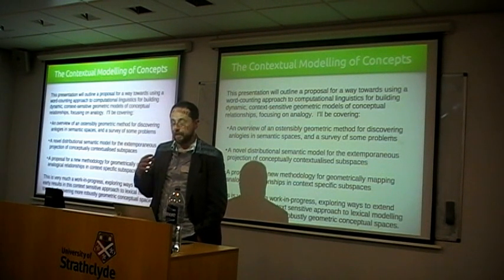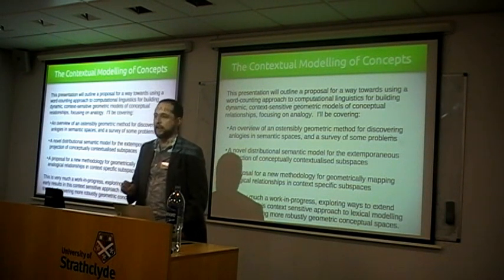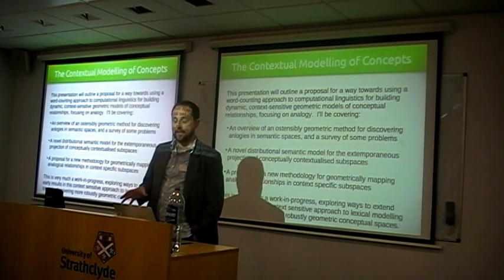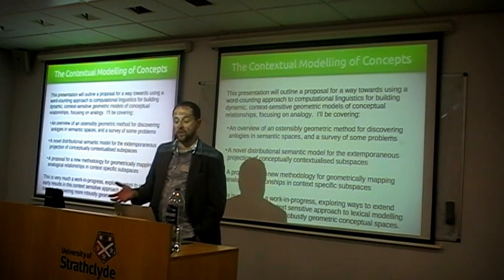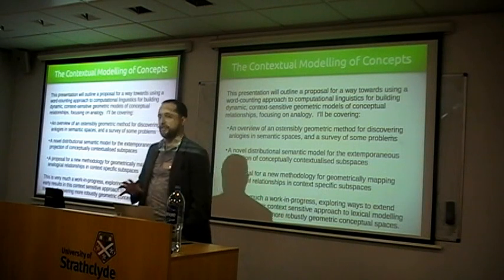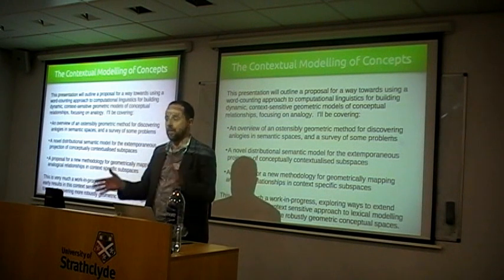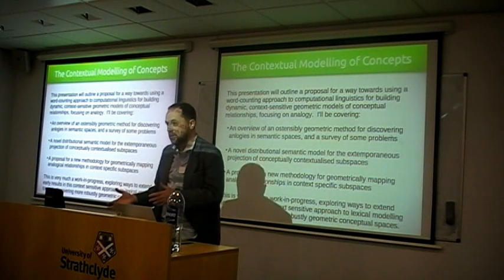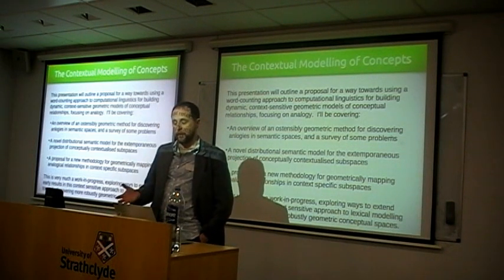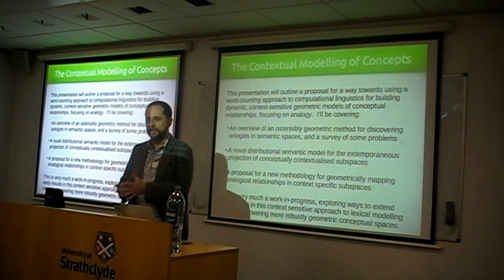I'll be covering first an overview of an ostensibly geometric method that already exists in the literature for solving analogies. And I'm going to cover a couple of problems with that method as well. Then I'm going to introduce a novel distributional semantic model that dynamically projects new conceptual spaces based on an analysis of a certain context, so something going on in the world. And finally, I'm going to propose a new methodology based on this dynamic approach to distributional semantics, and offer a couple of ideas about how we can really use the geometry of these spaces to do some productive conceptual work.